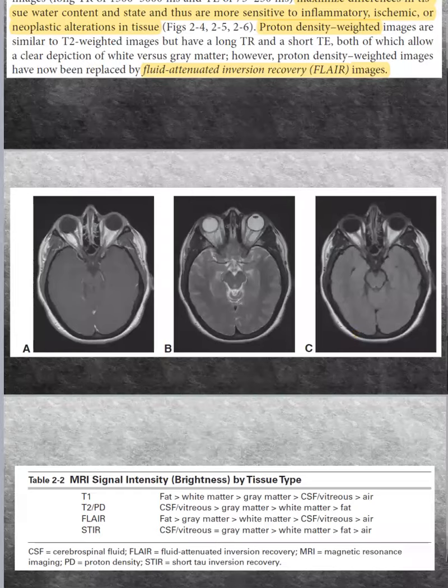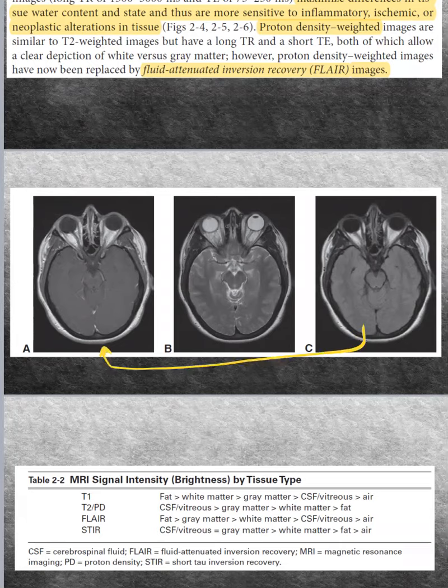This is T1. No, there is a difference between here and here. Can you see the rims of these lesions? Or this area? Can you see this rim? So this is fluid attenuated. So it is T2, but with FLAIR, with fluid attenuation.